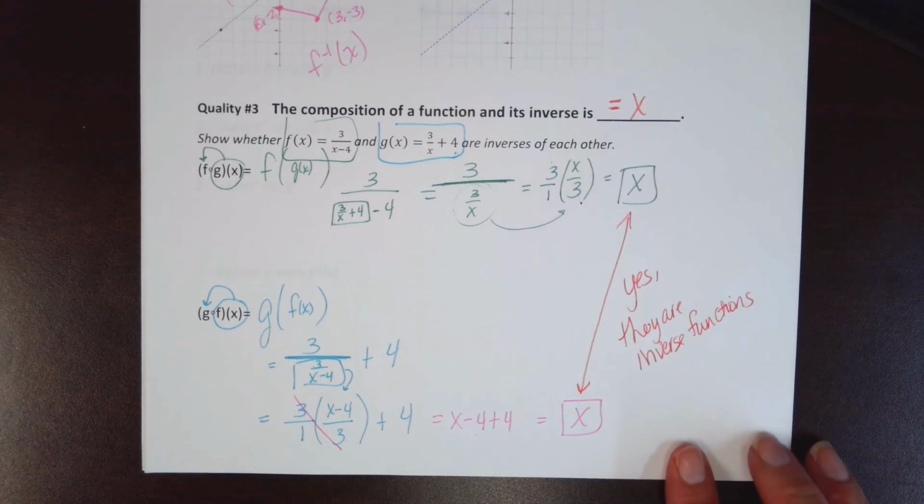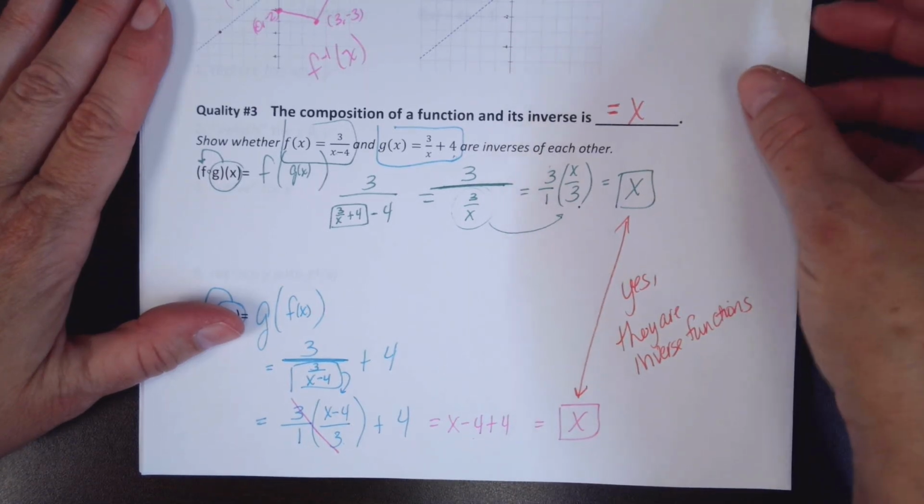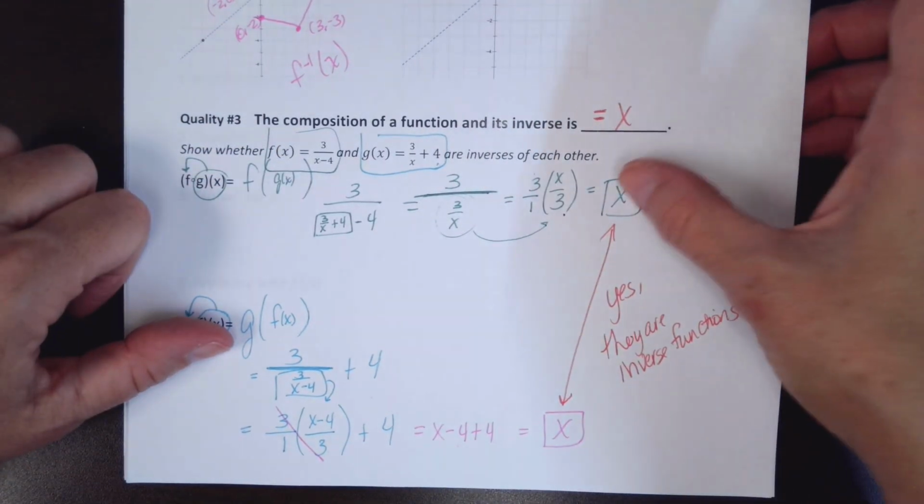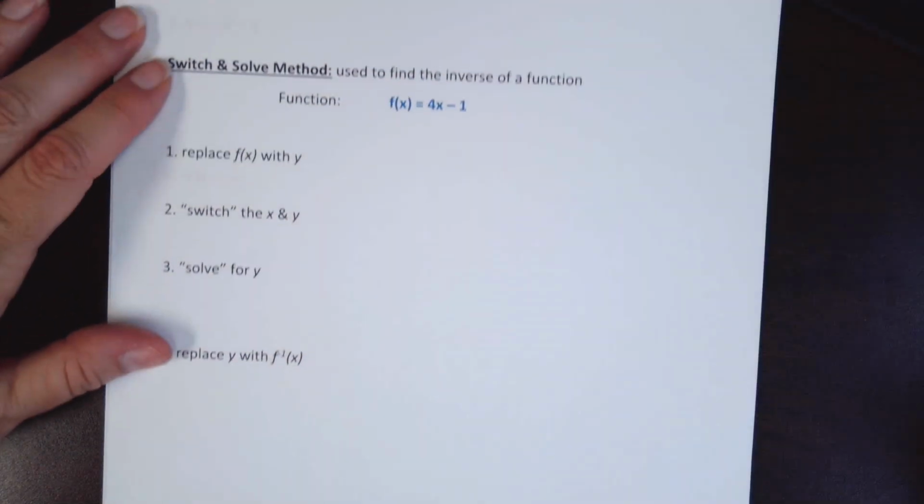So again, I can invert anything, but whether or not an inverse is still going to be a function depends on if I start with a one-to-one function. Apparently, these are both one-to-one functions because when I do the composition, I discover that they're both inverses.